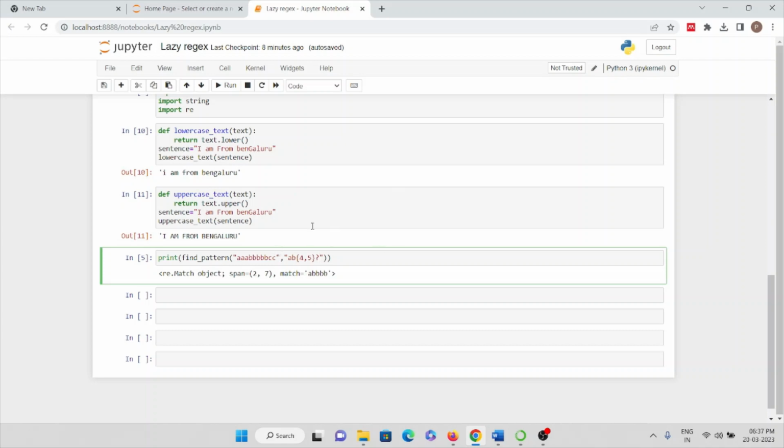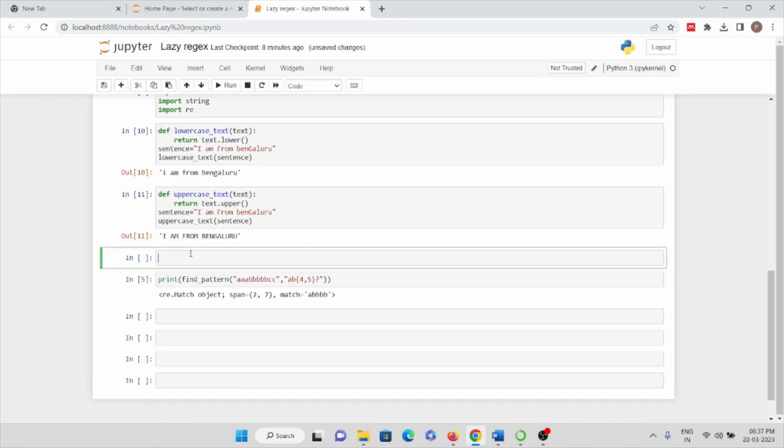So this we call a lazy regular expression, or we can also call it a non-greedy regular expression.